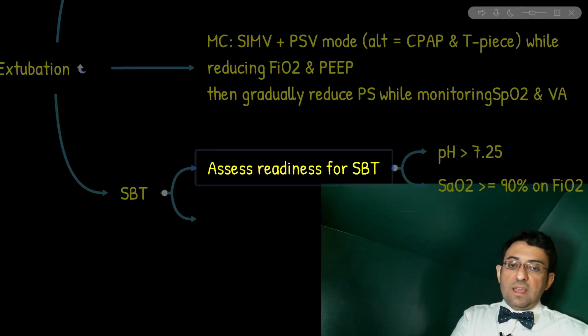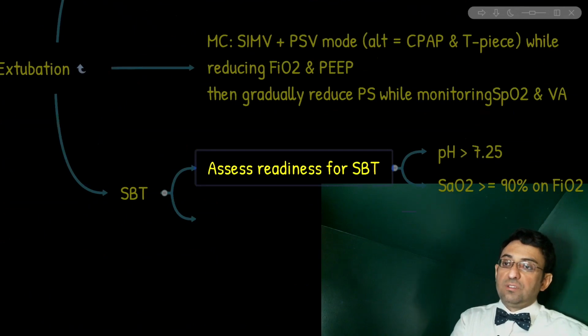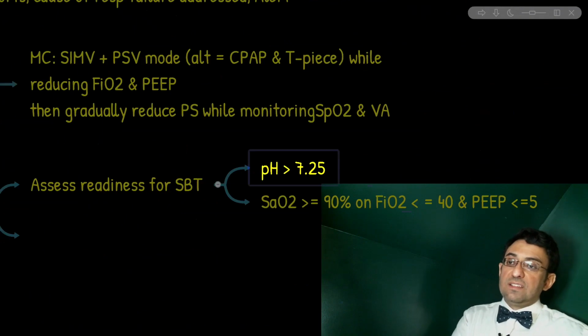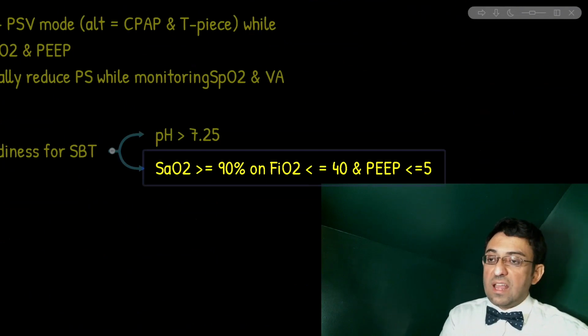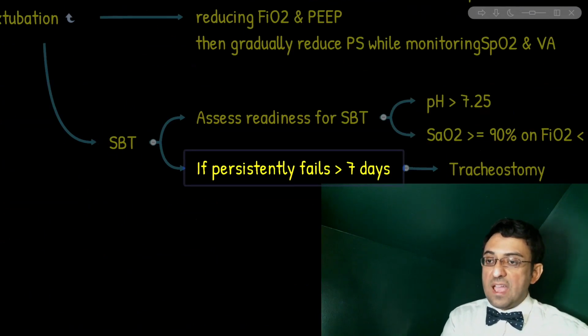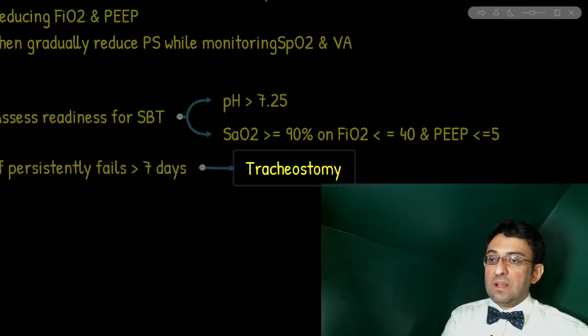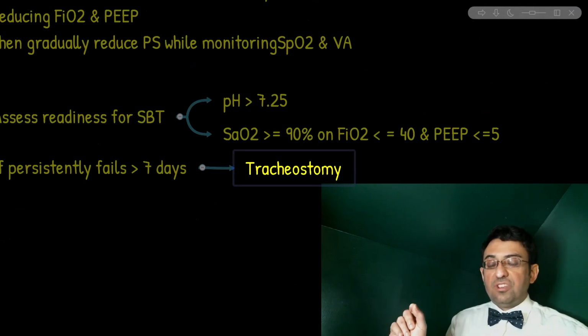Now, among all the required criteria, what are the most important 2 criteria to demonstrate readiness for spontaneous breathing trial? One is the pH greater than 7.25 and the other is SaO2 of at least 90% on FiO2 of less than 40. Final question of this episode: if the patient on ventilator persistently fails SBT for 7 days minimum, what is the next step? This means the patient needs long-term airway, and that is achieved by surgical airway through tracheostomy.